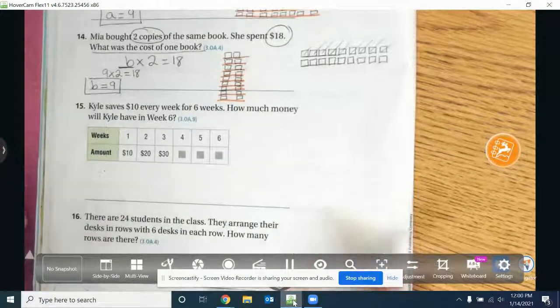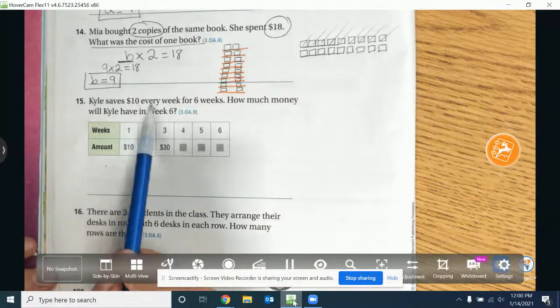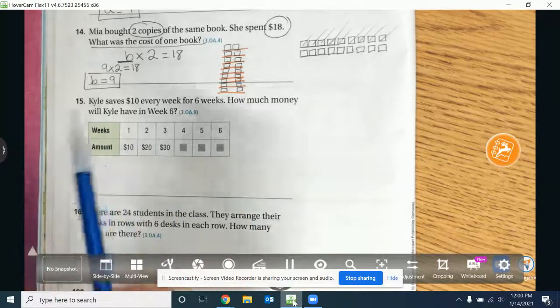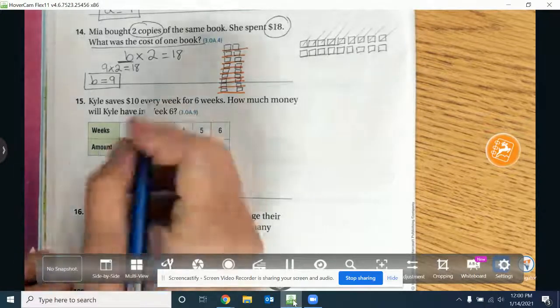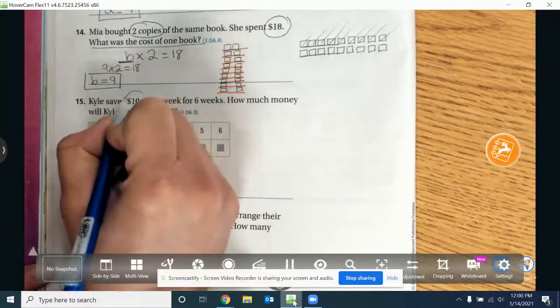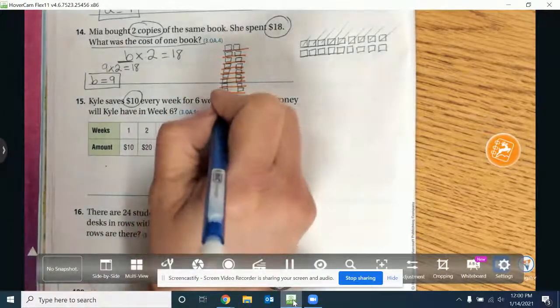Okay, let's go to number 15. Kyle saves $10 every week for 6 weeks. How much money will Kyle have in 6 weeks? Let's look at the pattern. So circle our information. Every week he saves $10. How long is he going to be doing it for? For 6 weeks.